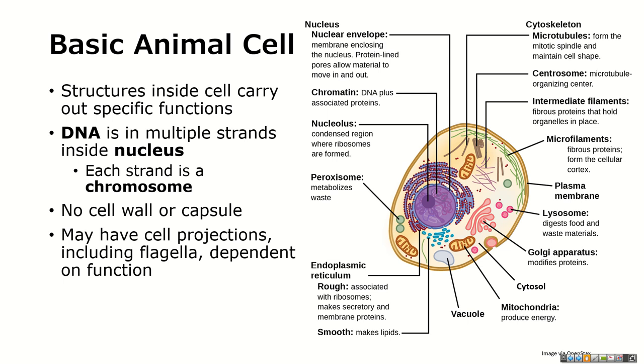Animal cells don't have a cell wall. They don't have a capsule. They may have projections. They may have a flagellum or other projections. We'll talk some about that at the end of this lecture. And notice that they also have a bunch of structures inside the cell that are surrounded by a membrane. So we're going to get to know all of these structures as we go through these lectures.